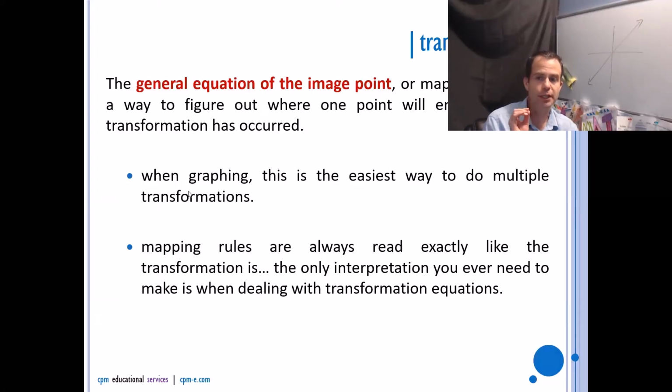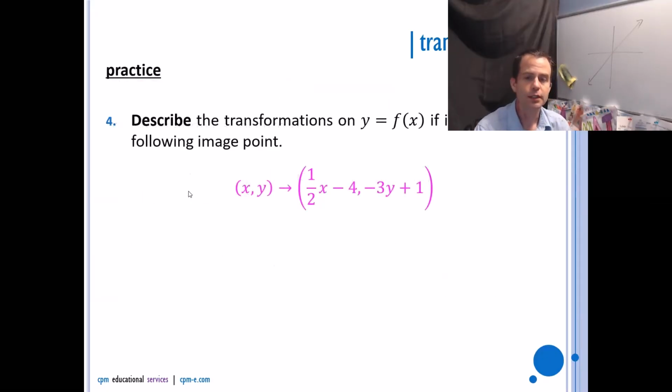The only interpretation you ever need to make is when you're dealing with transformation equations. So if you see 1/2 x, so x maps to 1/2 x type thing, that is a horizontal stretch of a half. You don't have to flip it. There's no interpretation like that involved. That's only when you're looking at a transformation equation.